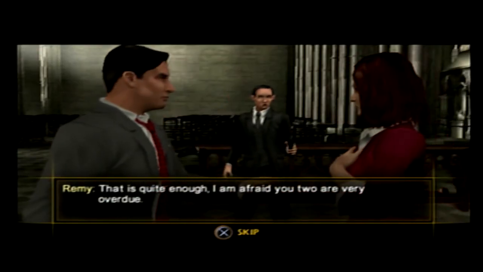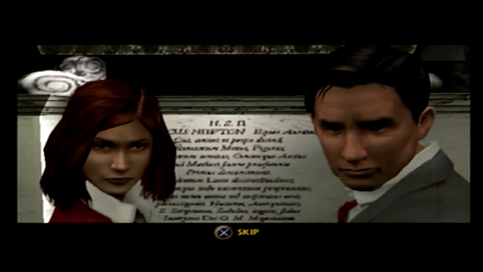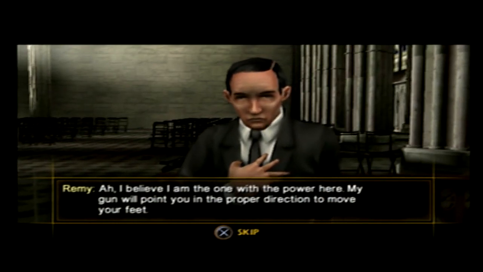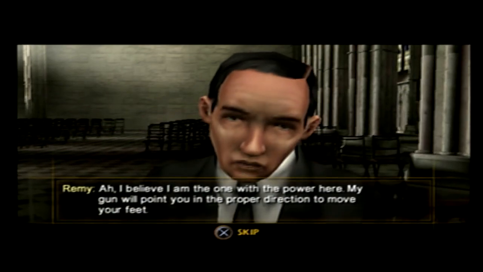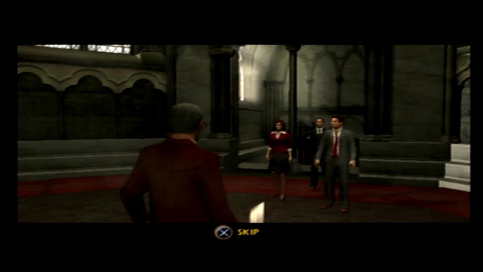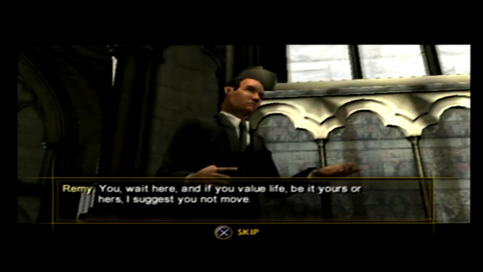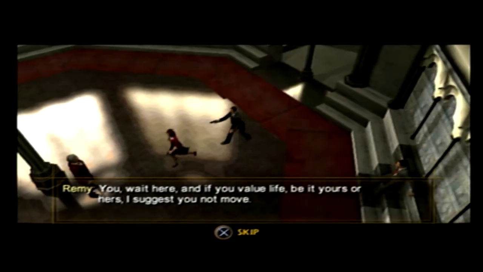That is quite enough. I am afraid you two are very overdue. Remy. Overdue for what? Ah, I believe I am the one with the power here. My gun will point you in the proper direction to move your feet. Go. Alright, sure. Are we in that final area yet? Yes, we are. You, wait here. And if you value life, be it yours or hers, I suggest you not move.